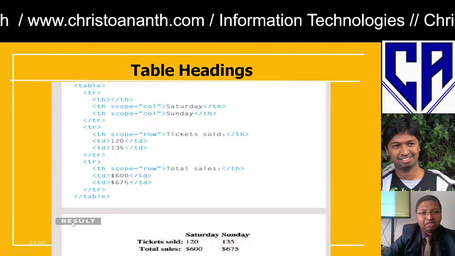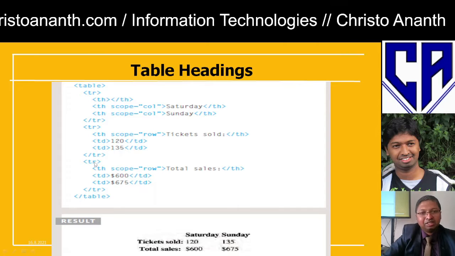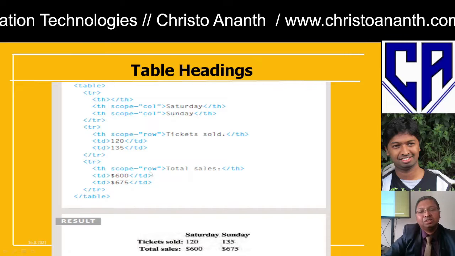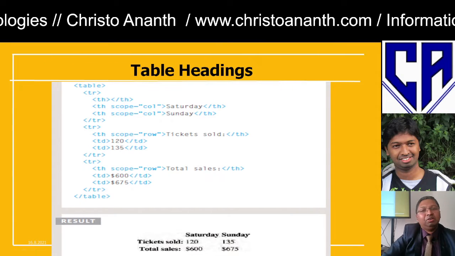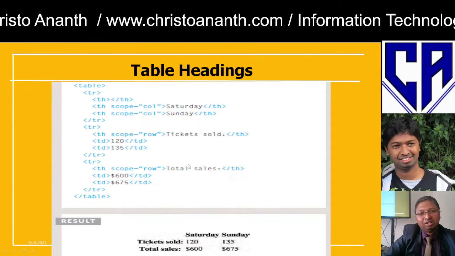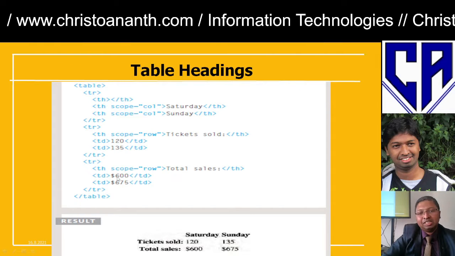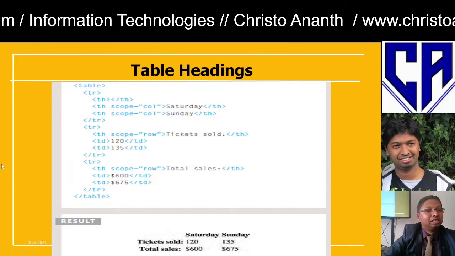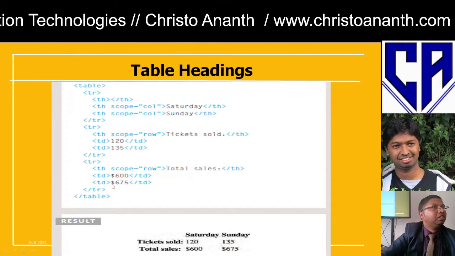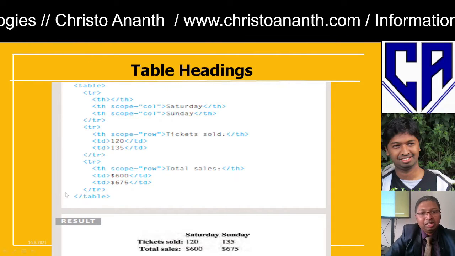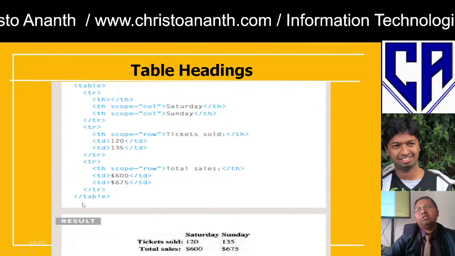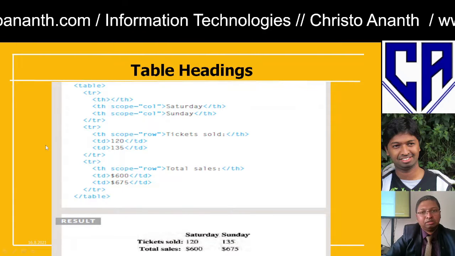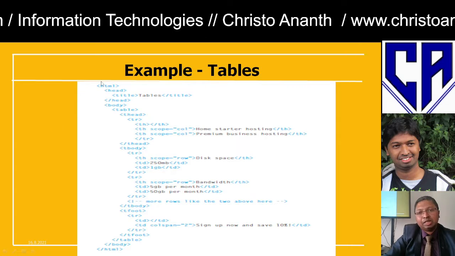Then you close the tr. Then again you open the table row. That is another row. What is this th scope row? Another row heading. What is the row heading? Total sales. Another td: $600 is one element, and $675 is another element. Now you close the table row and close the table. This is all about table headings. So this is a complete example of tables.